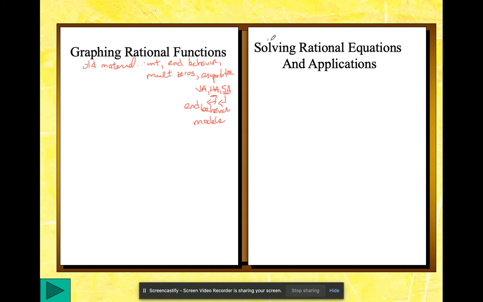Solving rational equations is also an old objective. What's new is that we did those, right, the application, the word problems, so the mixture problems and the average cost problems.